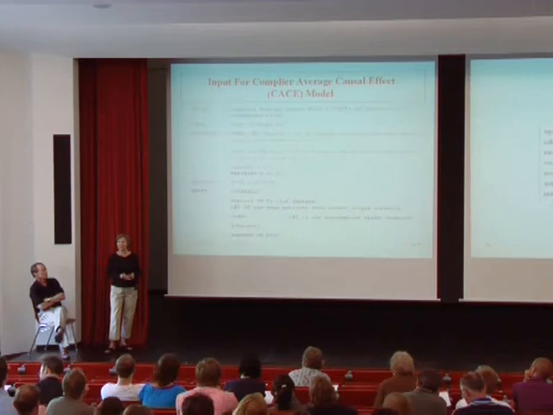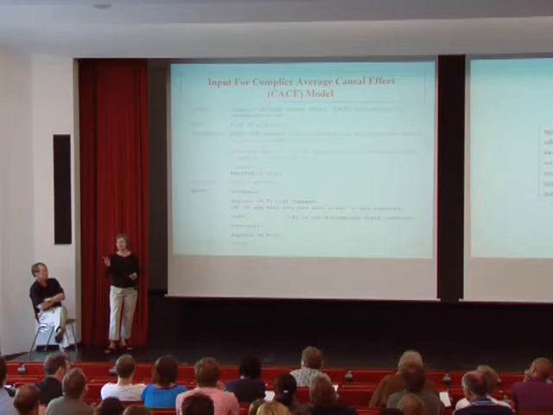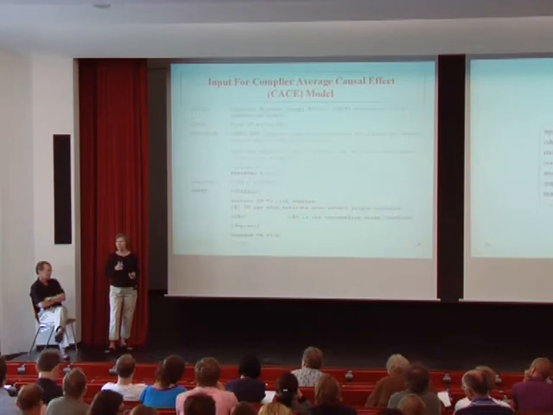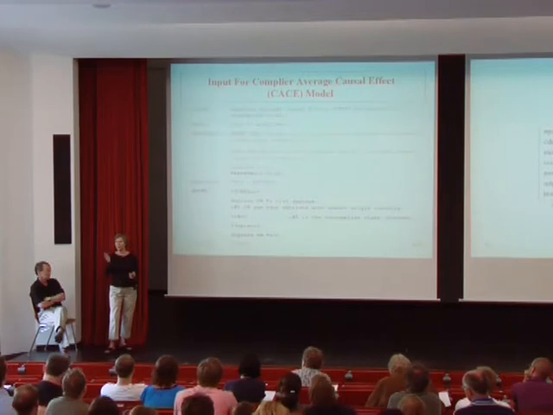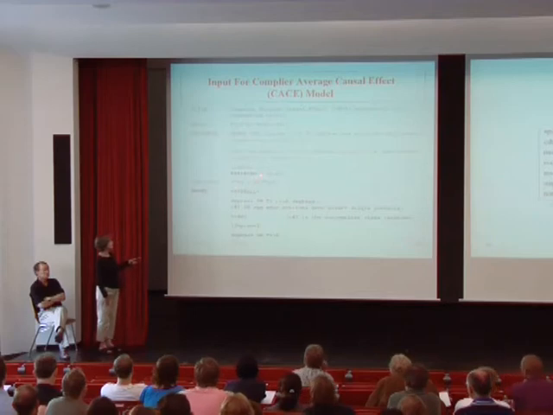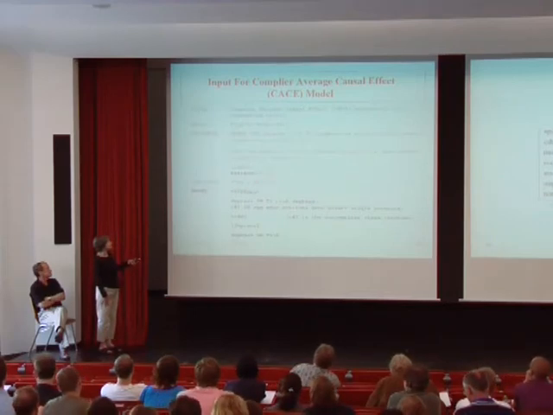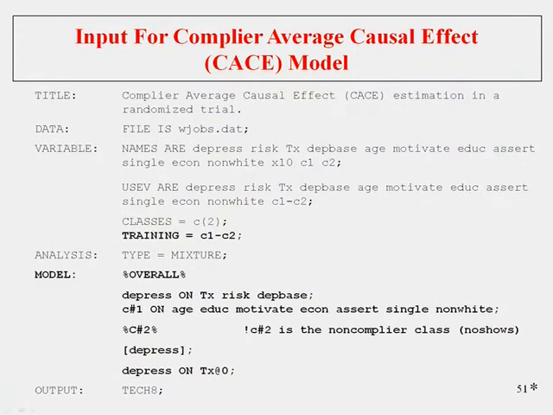Now, the training option is used to specify which variables contain training variable information. Like I talked about, the training variables say which classes a person is allowed to be in. So treatment compliers were only allowed to be in the complier class. Non-compliers were only allowed to be in the non-complier class. But for the control group, since we didn't know whether they were compliers or non-compliers, they could be in either class. So training equals says that C1 and C2 are the training variables. The analysis command tells about what type of analysis we're doing. So here we say type equals mixture to say that we're doing a mixture model.